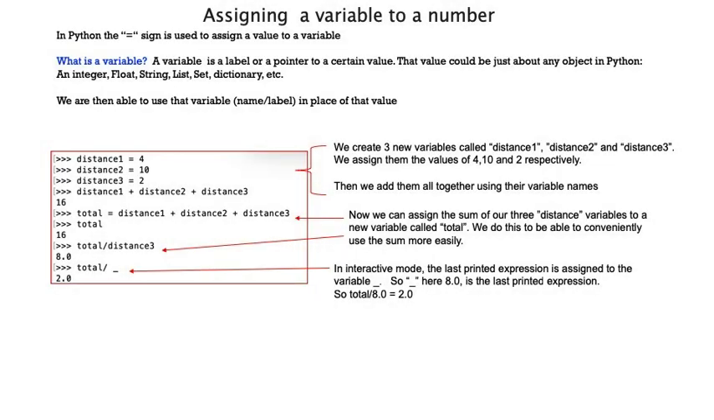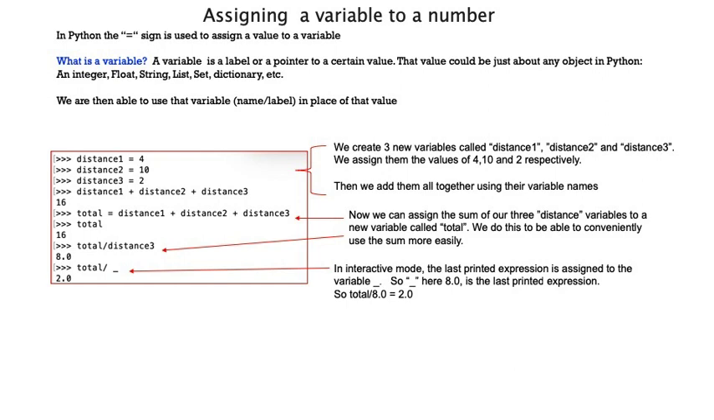We touched on it before when we talked about operator precedence and operators in general. In Python, the equal sign is used to assign a value to a variable. What is a variable? A variable is a label or a pointer to a certain value. The value could be just about any object in Python: an integer, a float, a string, a list, a set, a dictionary, etc. And by the way, I know some of those are new to you, but we will learn about them in the courses to come. We are then able to use that variable, that name, that label, in place of that value. And you'll see exactly why we want to do that as we get deeper and deeper into the language.